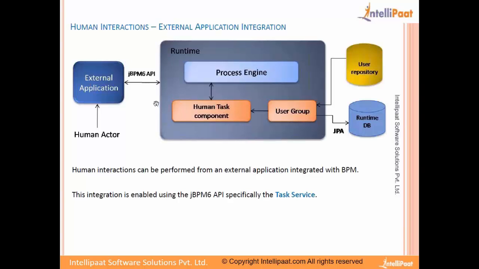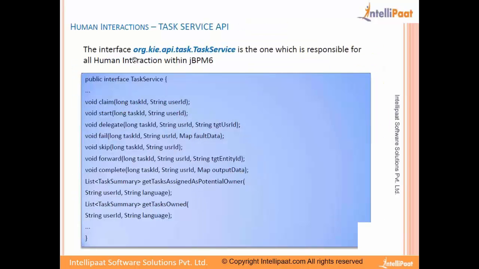For this particular interaction to happen, the API that we are using is the task service. This is the interface org.kie.api.task service, and some of the methods that we see: claim, start. These are the buttons that we will be seeing when the human actor is interacting in the workbench. Delegate, fail, skip, forward, complete, get all the tasks for a particular user. The one that we see on the UI with different rows, 5 tasks pending for a user, that is obtained using this particular method, and many such things.